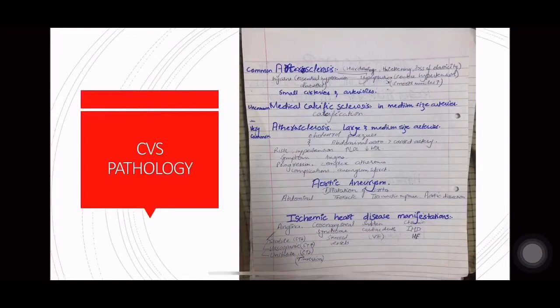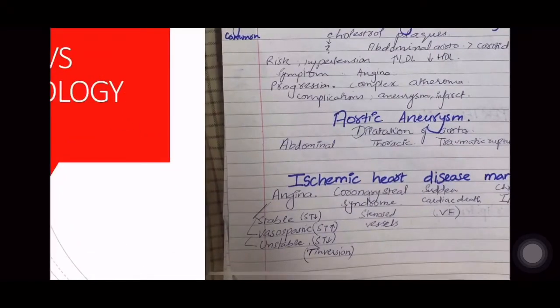Next, we have one of the most important topics, ischemic heart disease manifestations. In ischemic heart disease manifestations, we have angina, coronary steal syndrome, sudden cardiac death, chronic ischemic heart disease, and myocardial infarction. So let's discuss it step by step. Angina can be stable, vasospastic, and unstable. There is ST depression in stable angina, ST elevation in vasospastic, and in unstable angina there is T wave inversion as well. Then we have coronary steal syndrome that has stenosed vessels.